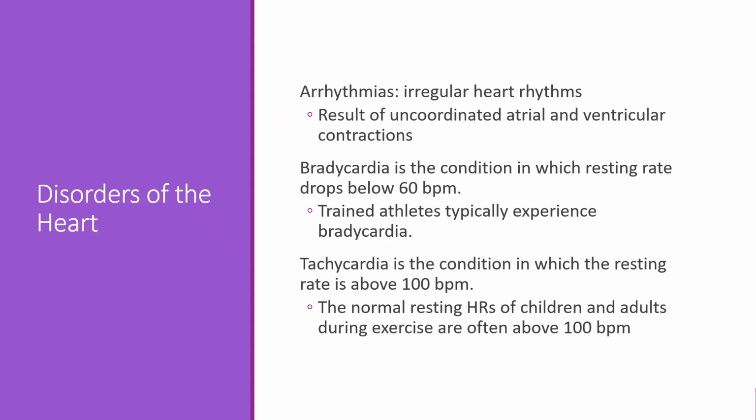Some disorders associated with the heart, some arrhythmias. These include irregular heart rhythms. These result in an uncontrolled, uncoordinated atrial and ventricular contraction. So what should be happening is the top chambers are going to contract, and then the bottom chambers contract, and then the top chambers contract and the bottom chambers contract. That's how it should be going, right? So if we have irregular rhythms, then those two things aren't happening synchronously.